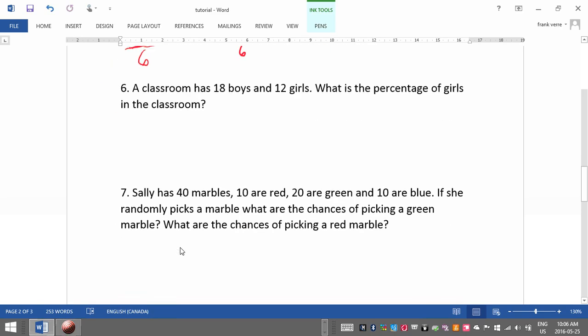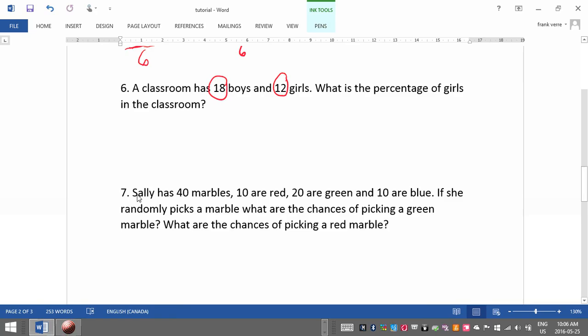Okay, number 6. A classroom has 18 boys and 12 girls. What is the percentage of girls in the classroom? Let me give you a chance first to solve this. So, go ahead, try to solve it, and then hit pause, and then when you're ready, hit resume.